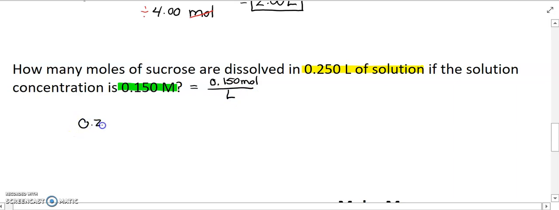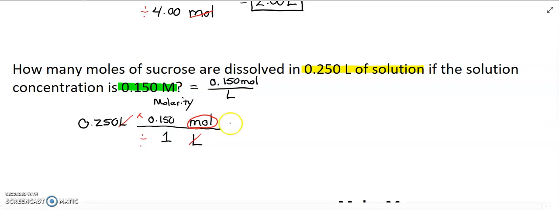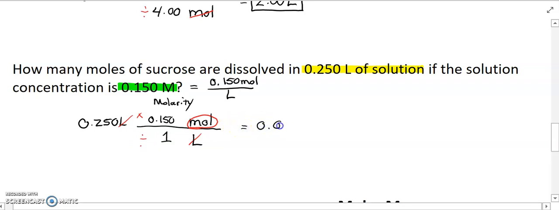That leaves me with 0.250 liters of solution. And when I set up my problem, I know liters needs to go on the bottom. If I'm using this molarity then, it means moles will go on top. And molarity is going to be 0.150 moles per 1 liter of solution. Liters cancels, and that's going to leave me with moles. So I multiply across the top, and I'm going to divide by the bottom. And when I do this calculation, I am going to come out with 0.0375 moles.